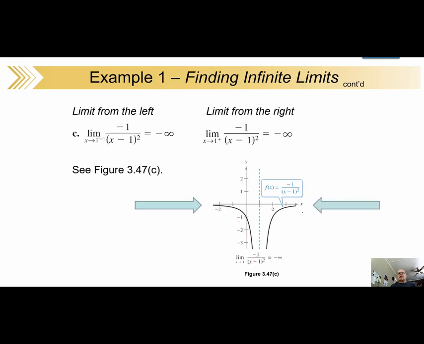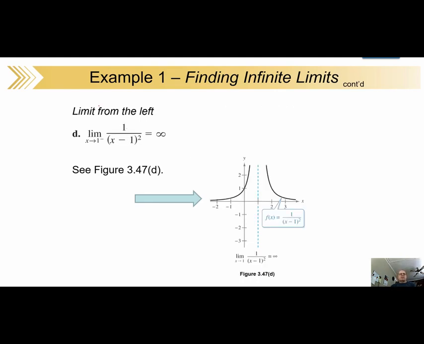From the other side, getting close to 1, the y values are getting close to negative infinity again, because a negative over a positive, this can never be 0, gives you a negative number, and the closer it gets to that 1, and then squared, it's going to give you bigger and bigger negative numbers.